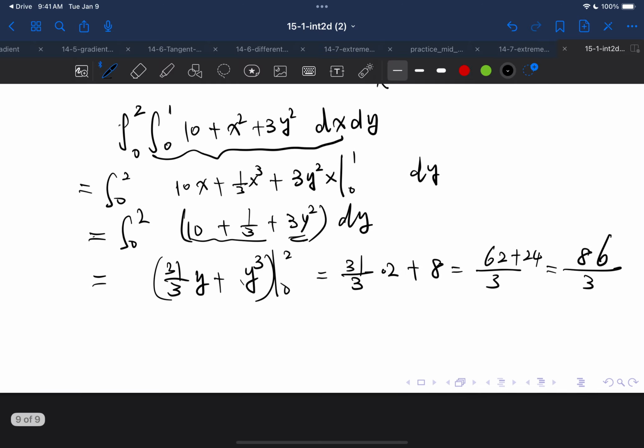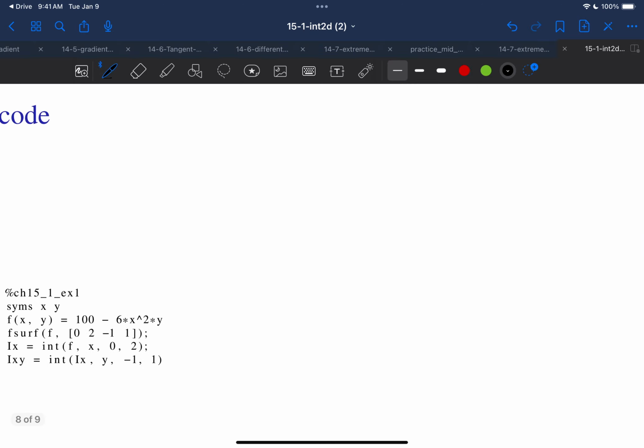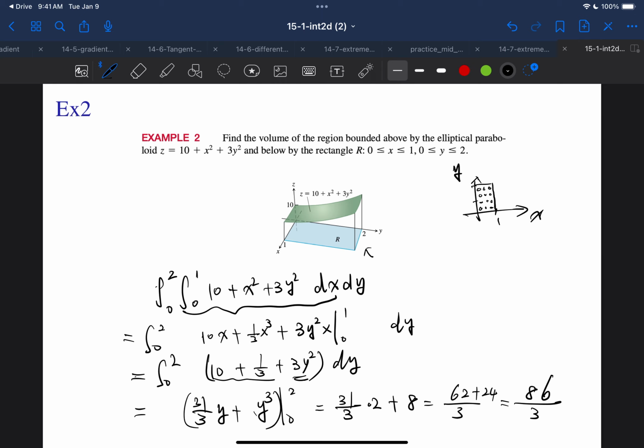Okay, I think that's pretty much everything for this section, and we are going to stop here.